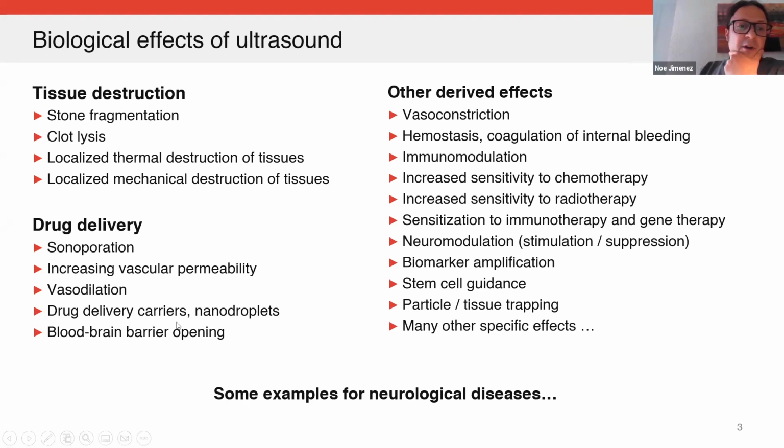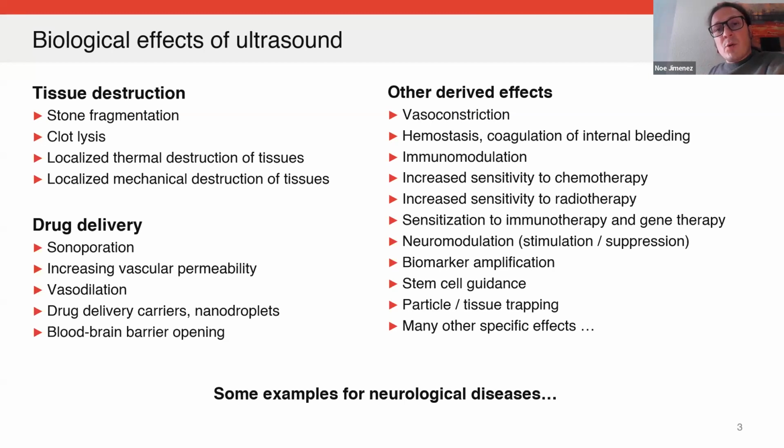You can deliver drugs in the brain, and I will explain this to you later. This is very interesting because it's very difficult to do without ultrasound. And as a response to these mechanical and thermal effects that the ultrasound produces in the matter, in your cells, the body reacts.